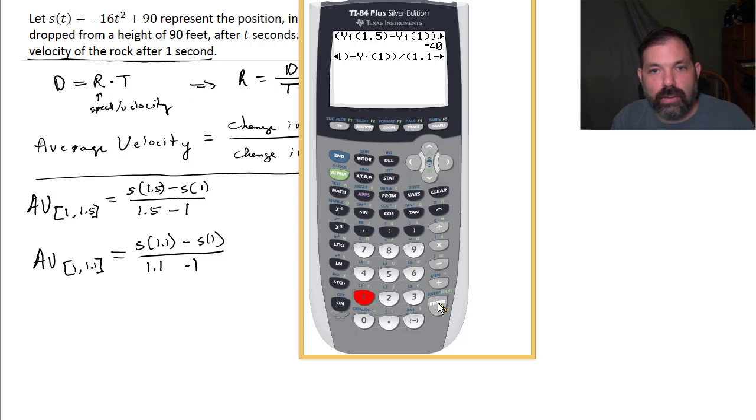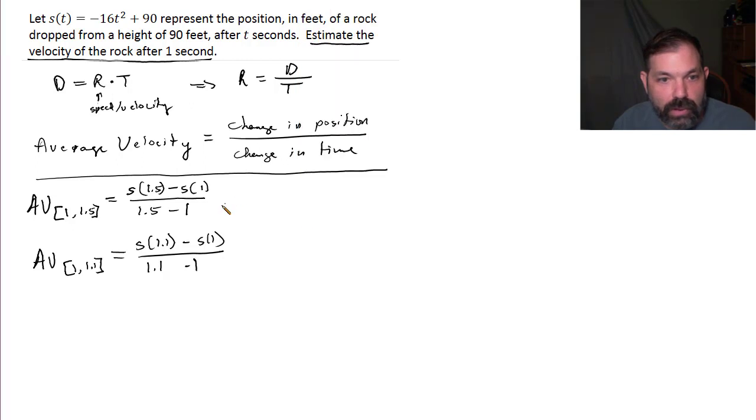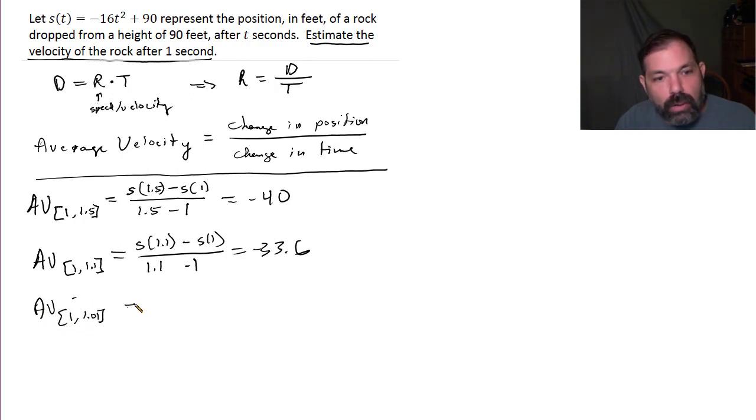And hit enter. Negative 33.6. All right, so what do we have so far? This is negative 40. This is negative 33.6. All right, now let's make the interval smaller. Let's find the average velocity over the interval 1 to 1.01. Well, again, that would be s of 1.01 minus s of 1 over 1.01 minus 1.